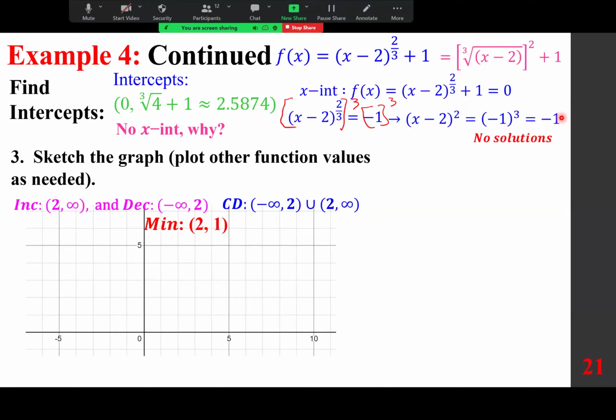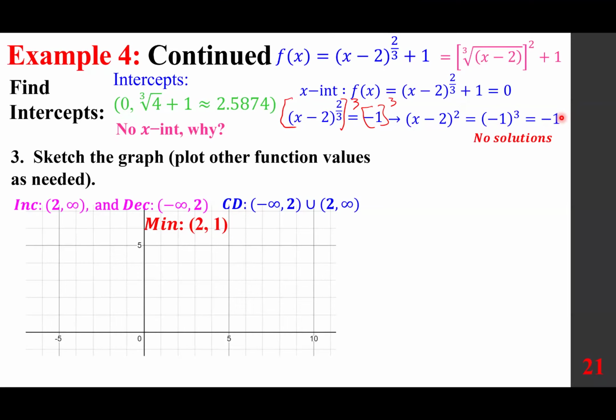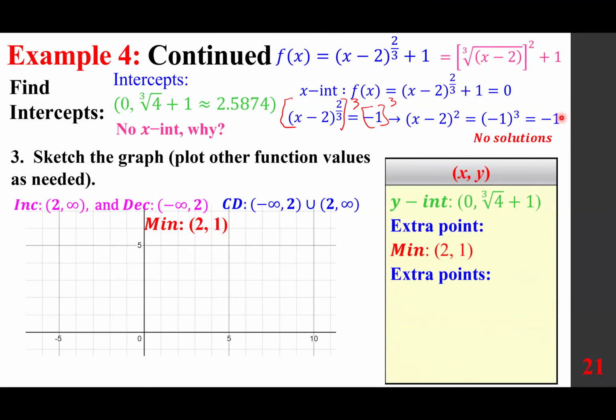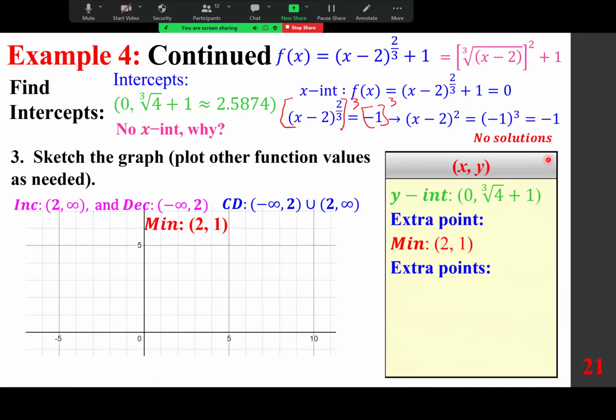Now we want to sketch the graph. We are going to use the points that we have. One of them is the y-intercept that we have. One of them is the minimum located at 2, 1. So that would be a good idea to write a few more points. How do you come up with easy points? If you go back to the original function, for example, if I choose x equals 1, that's easy. 1 minus 2 makes it negative 1. Cube root makes it negative 1 squared. Positive 1 and 1 makes it 2.